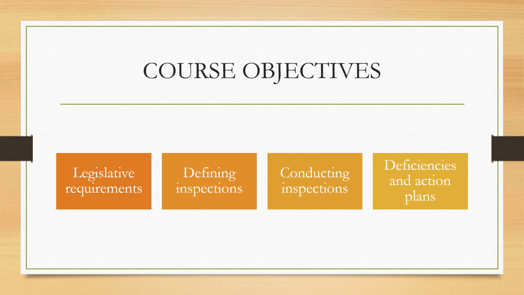There are 4 objectives we will be covering in this training session. The first is legislative requirements. The second is defining inspections, in other words, looking at different types of inspections and their purpose. The third is how to conduct an inspection, and finally, addressing deficiencies during the inspection and the development of an action plan. This course involves watching this training video and completing the short accompanying quiz in SiteDocs. Let's begin.